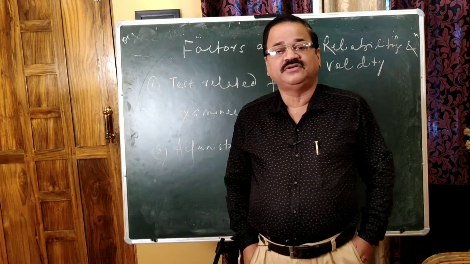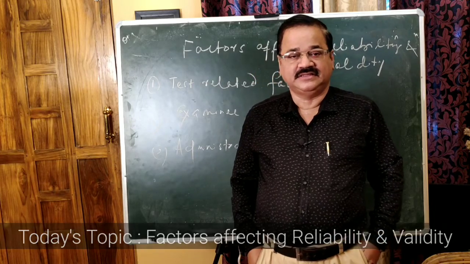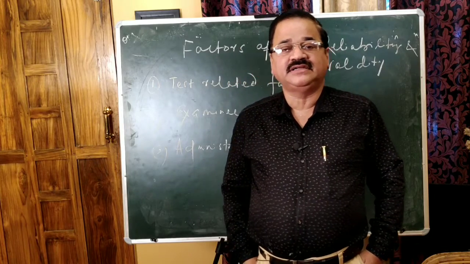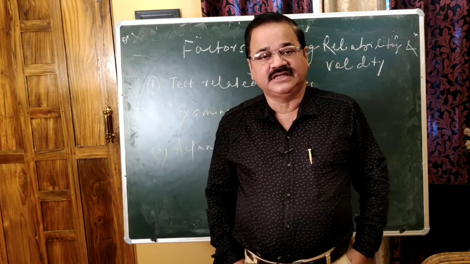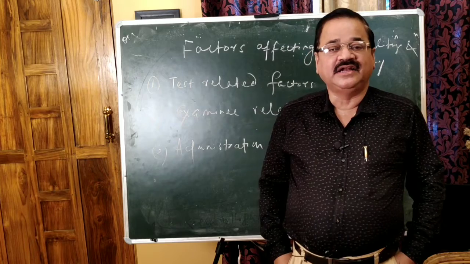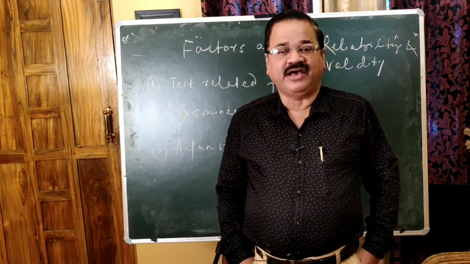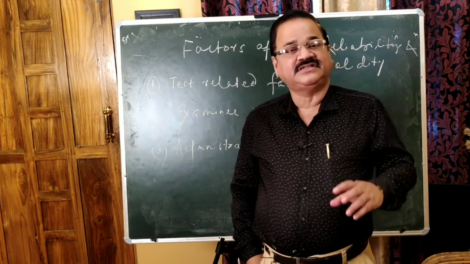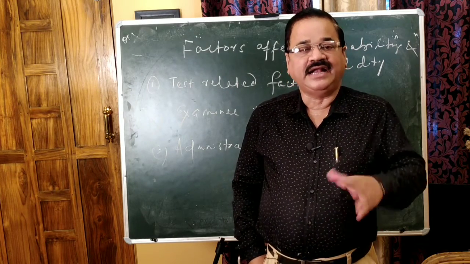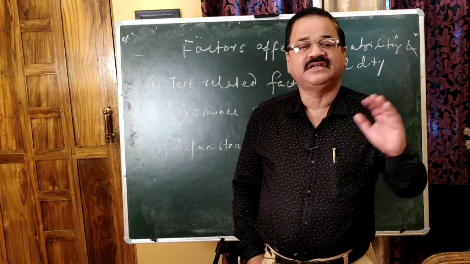Today I would like to discuss the factors affecting reliability and validity. So far we have discussed reliability, nature of reliability, methods of estimation of reliability, then validity, types of validity. As I told you the other day, reliability is a condition for validity. So, as reliability and validity are closely connected, the factors which affect reliability also do affect validity, and vice versa. The factors which affect validity also do affect reliability.